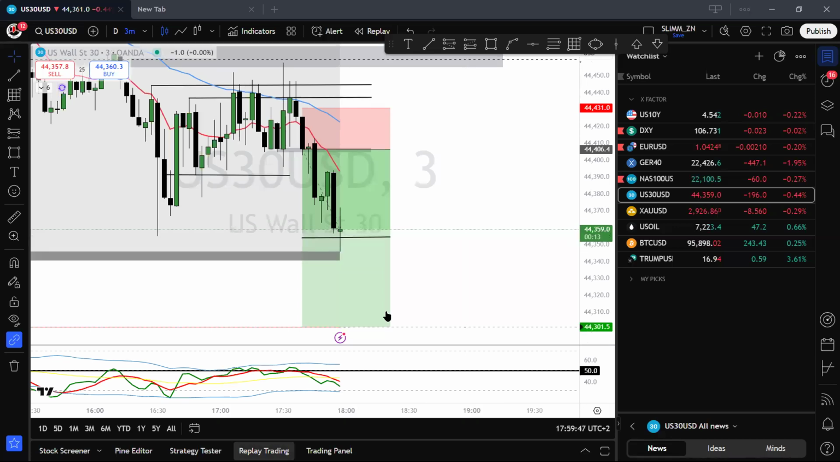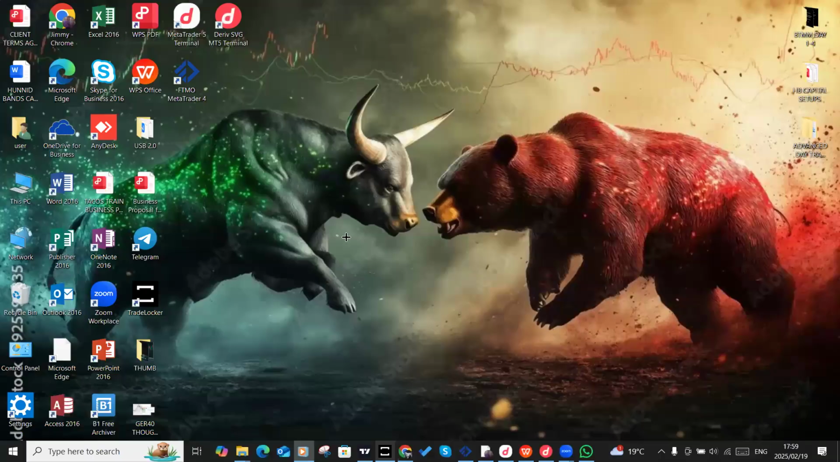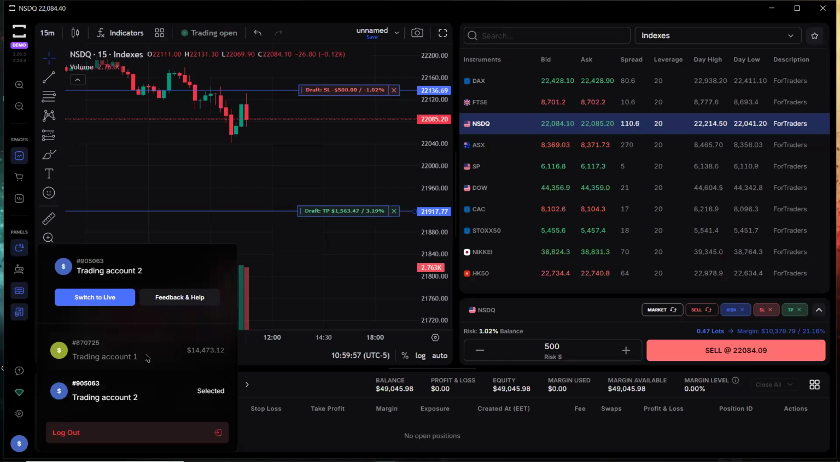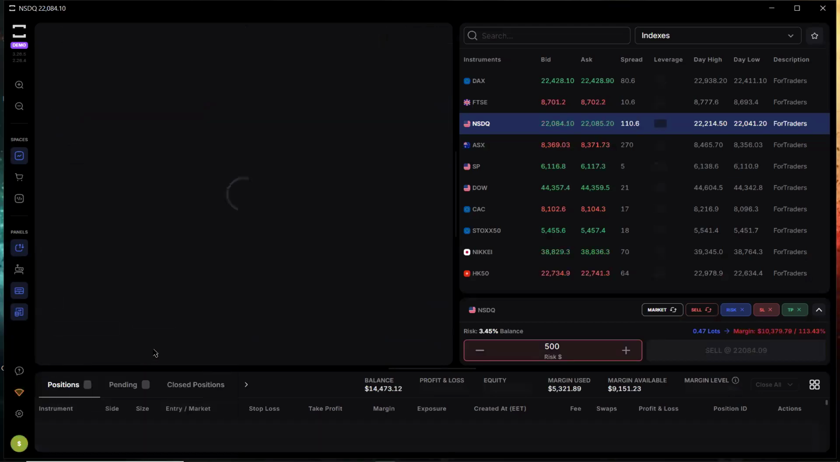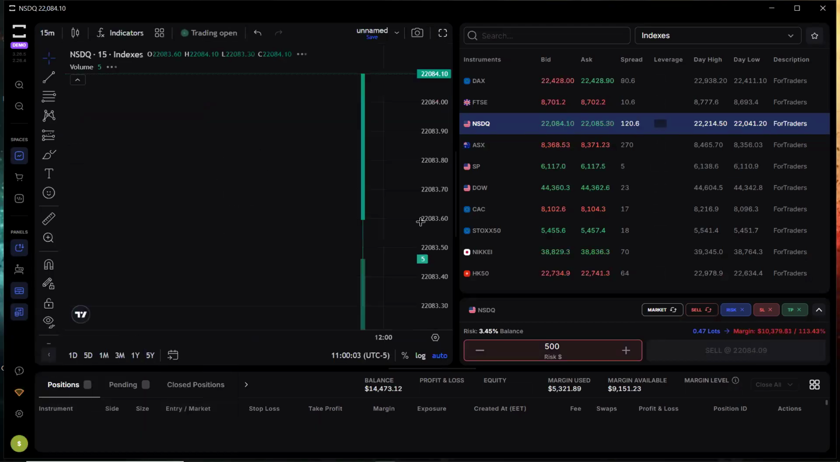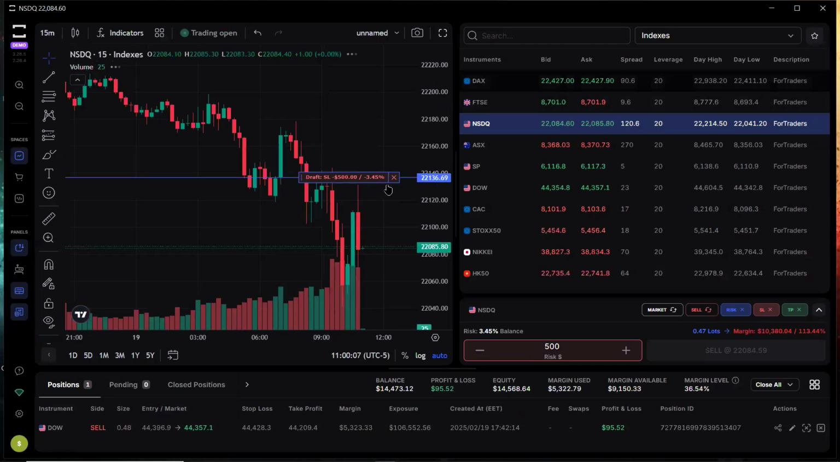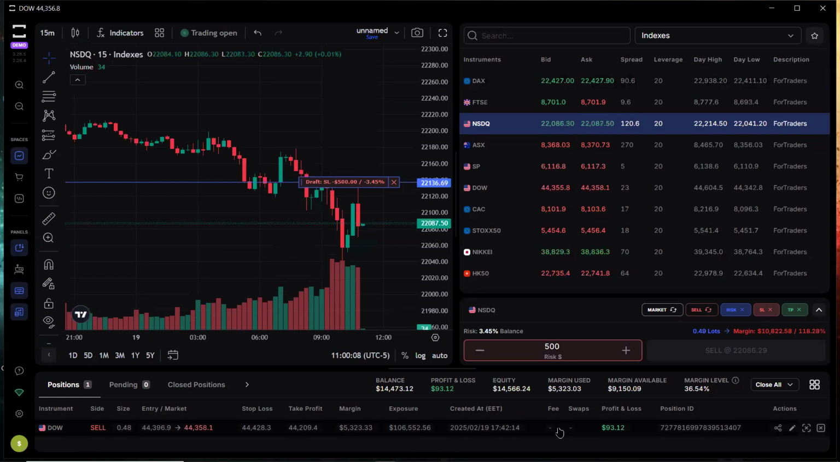So price tapped halfway. What does this mean? It means I need to move my stop loss to what? Okay, there's a lot of multitasking involved now. I need to move my stop loss to break even because that's what we planned. It's part of the plan on our trading, right? It's part of the plan.